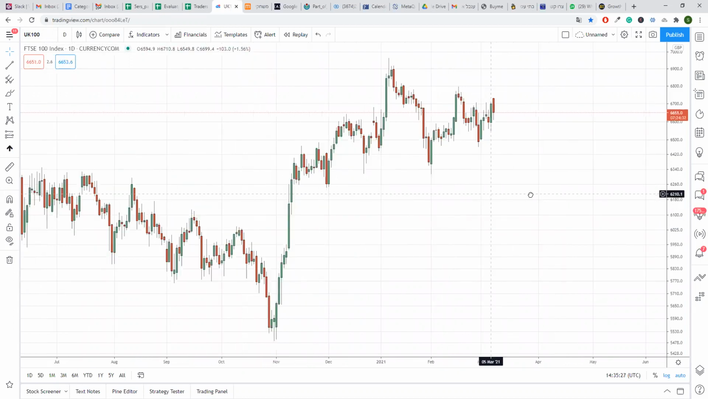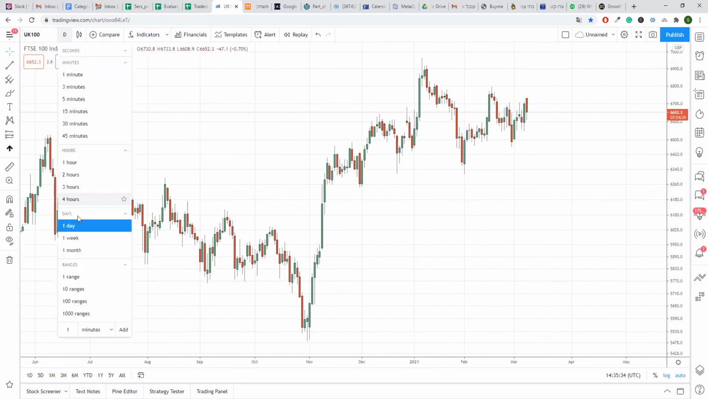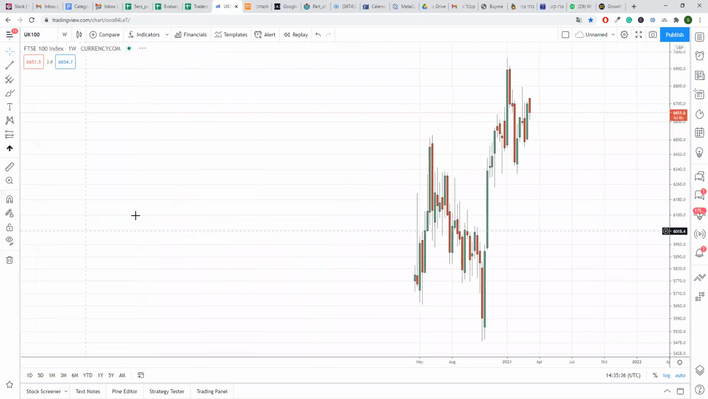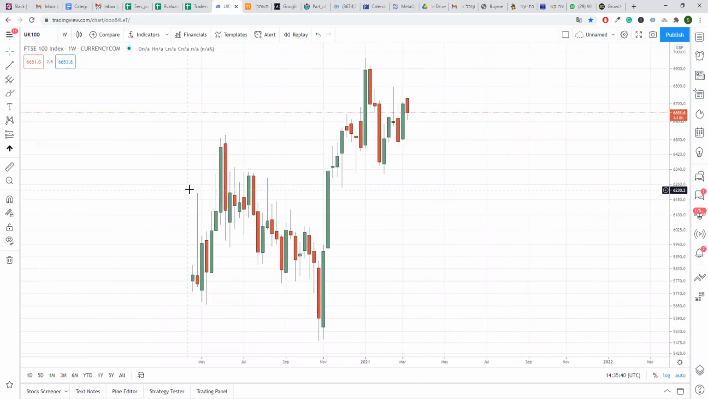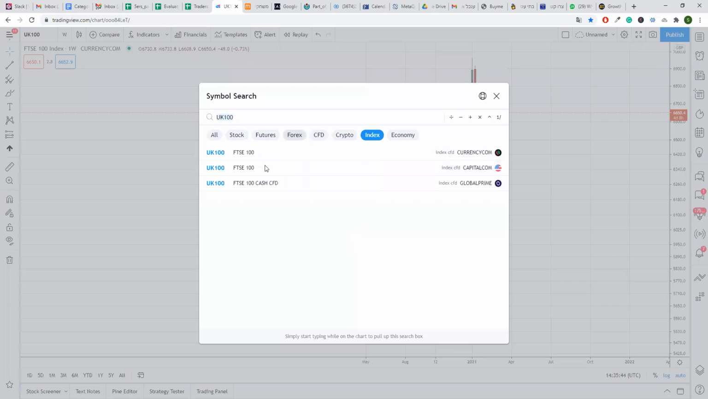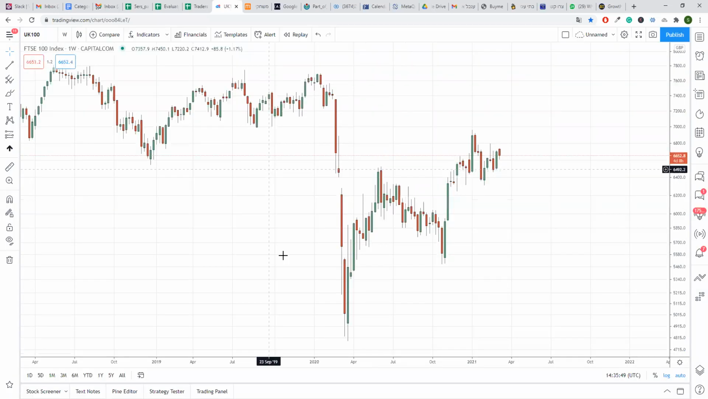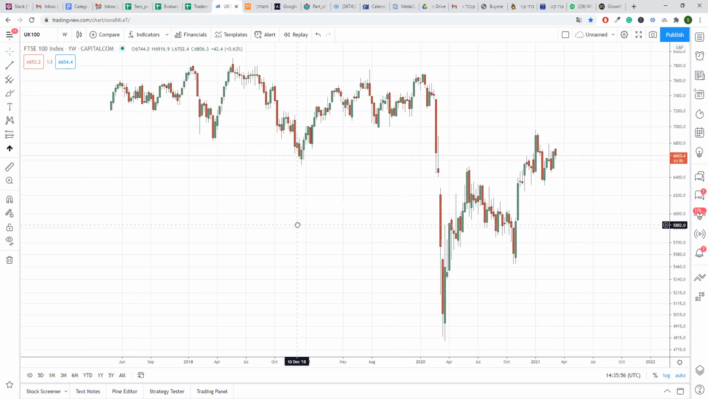So that's the UK index, and that's the daily chart. Okay, let's start with the weekly chart just to get the perspective. Well, that's all we have. Let's see if we have another one. All right, here we have more. Again, that's the UK index, UK 100.